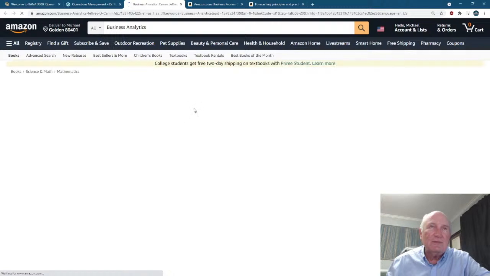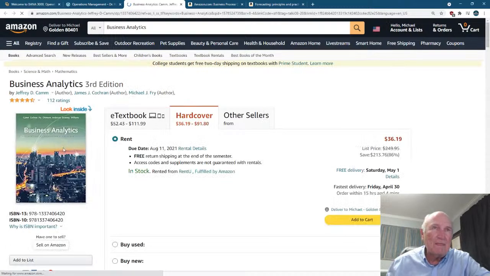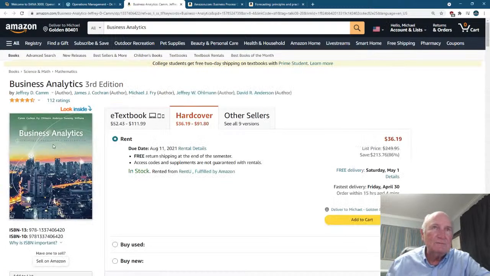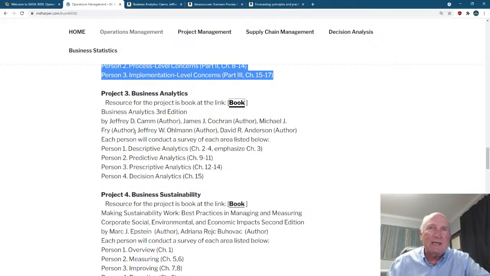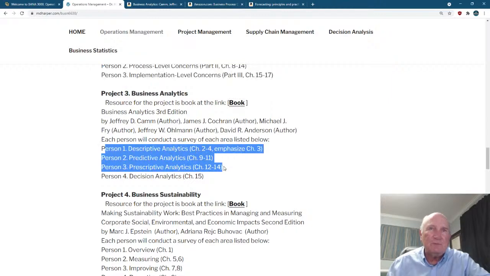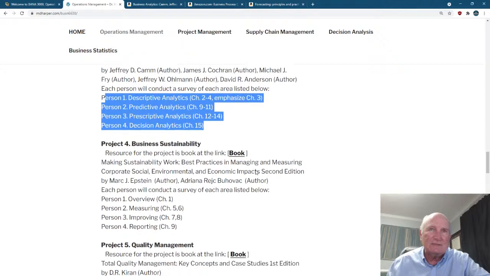Okay, I think this is a book by, let's see here, who's the author here? Cochran and Fry. Oh, I remember that. Yeah, this is a good coverage. All different kinds of analytics, and many of these apply to operations. Okay, Anderson is also an author in operations in business. Okay, if you notice down here in business analytics, we'll have descriptive, predictive, prescriptive, decision analytics, etc.